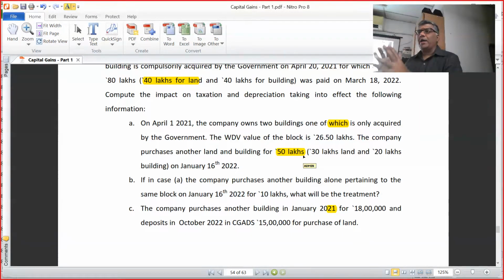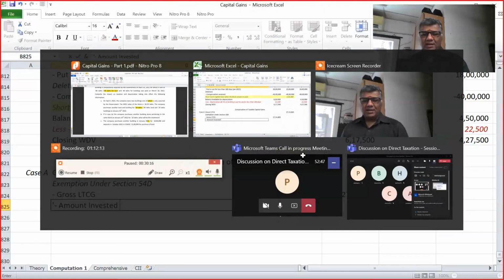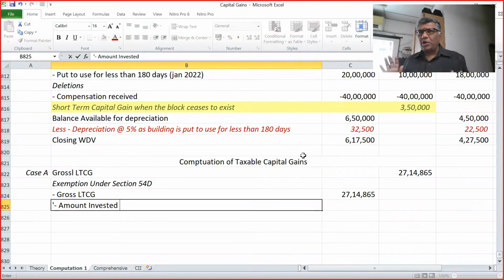Don't try to correlate that for land, I should invest in land. You should have invested in land and building. That is what the law says. This is one thing which you have to understand. Second thing, all of you have to understand. This section, next section, everywhere you have to understand one more thing.